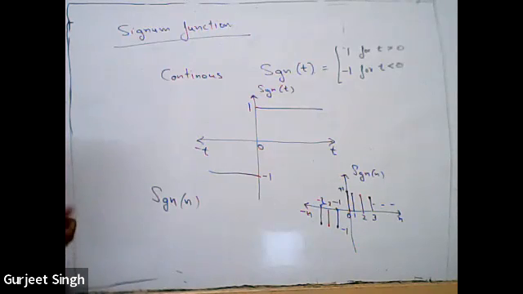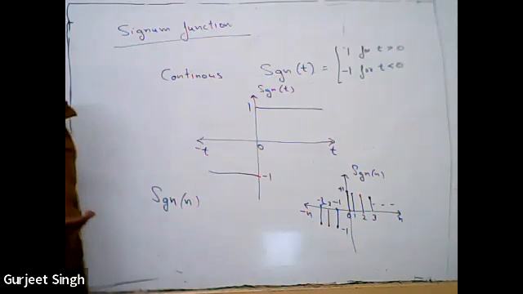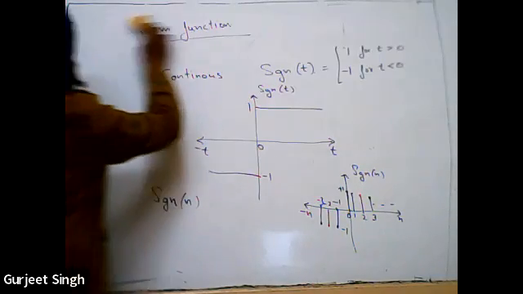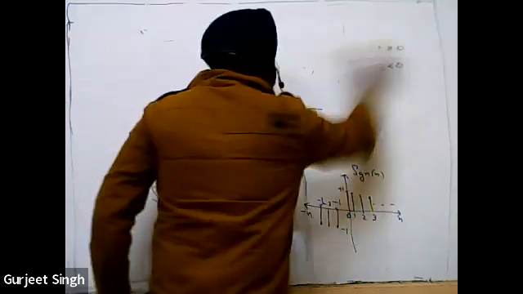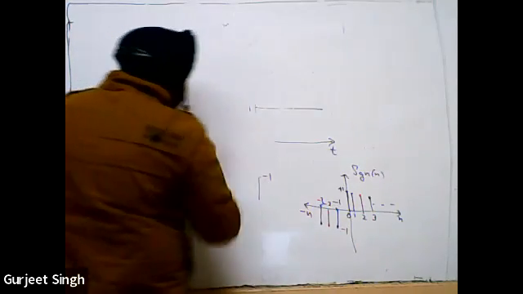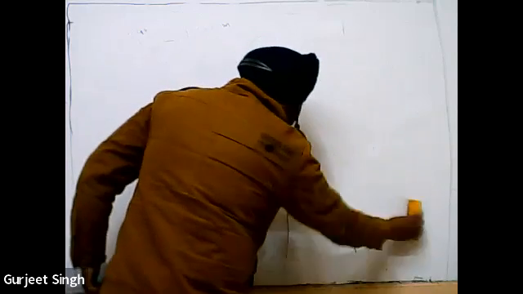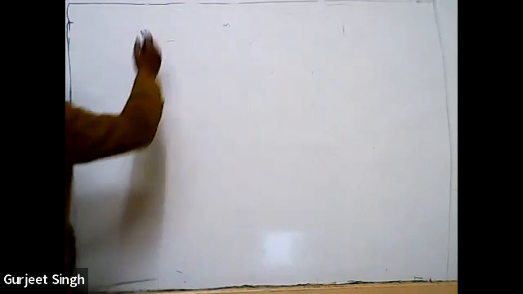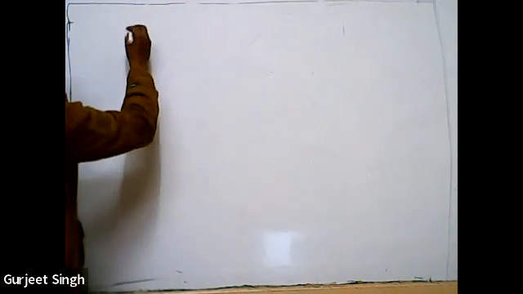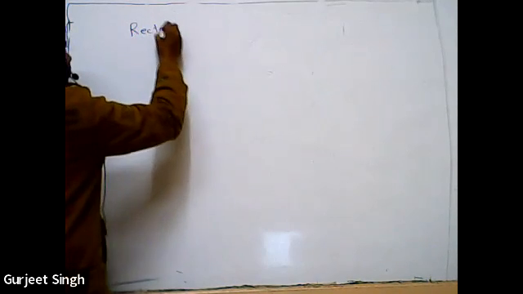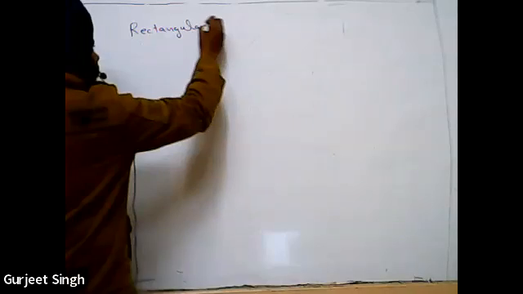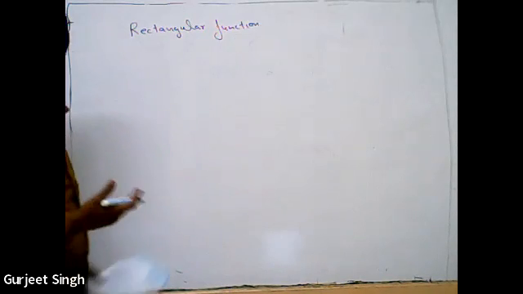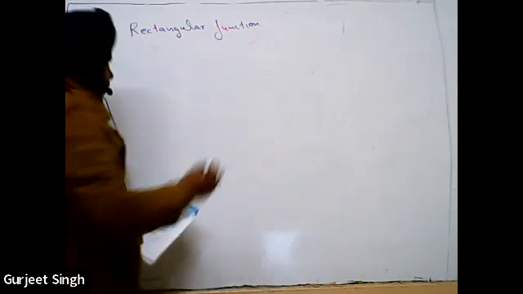Okay, the third standard signal we are using is the rectangular function. It is also an important standard signal. The third type of standard signal is the rectangular function. Its shape is like a rectangular pulse.